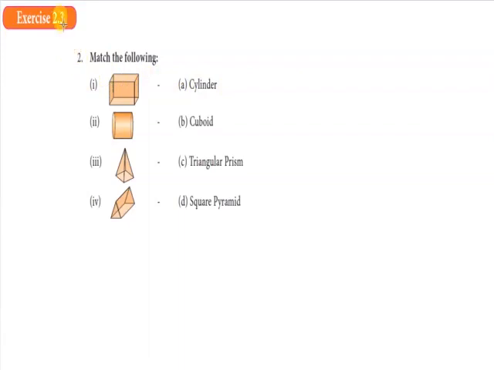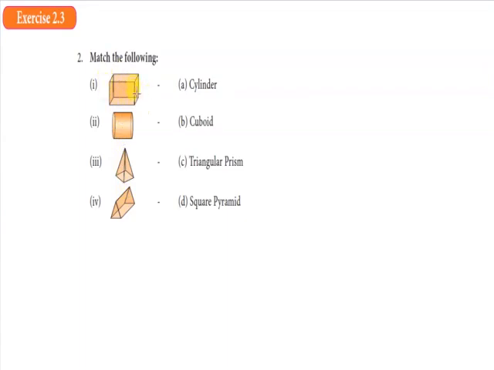Now we go for exercise 2.3, second sum. Match the following. Here they are given the diagrams on the left-hand side: the cylinder, cuboid, triangular prism, square pyramid, like that. We have already studied these 3D shapes, so we have to find out what the answer is here.